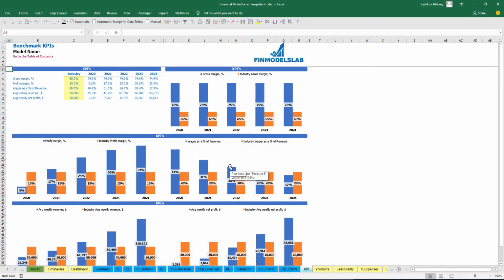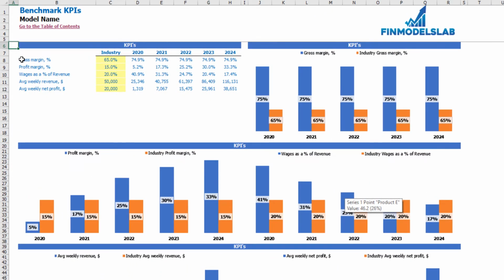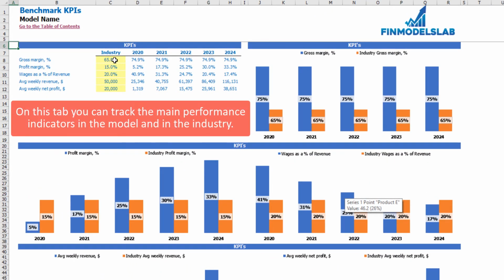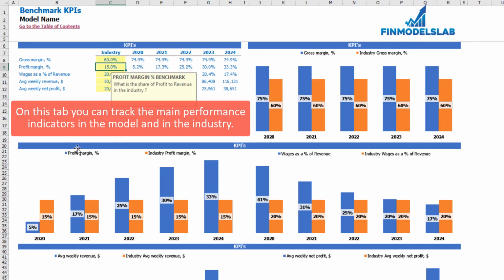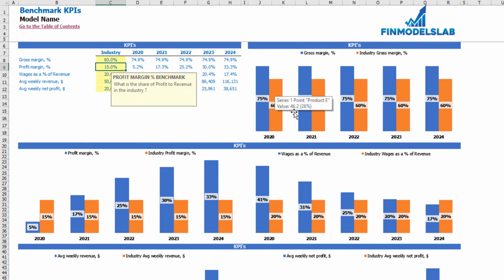On the benchmarks KPIs, you may find your main industry-specific KPIs, which are changeable for your industry, for your country. For example, gross margin industry benchmark is 60% for your country. You may see this changed on this chart. Industry gross margin is orange and blue. This is gross margin calculated based on model.